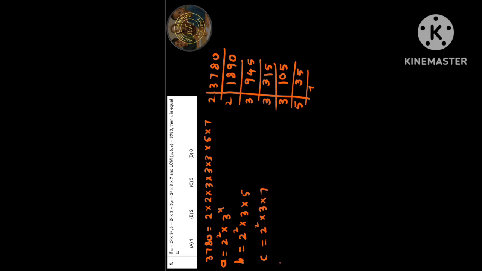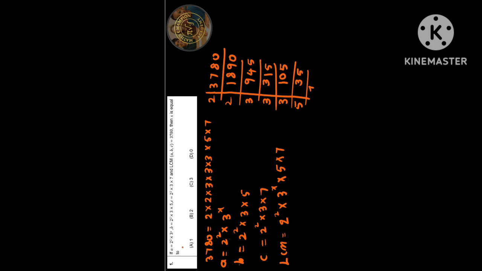So if we take the LCM of A, B, C, we have to take the common factors. Here 2 square is common, and we take the smallest power, 2 square. 3 is there in all of them, so we can take 3 power x. Here 5 is there and here 7 is there, so we have to take 5 and 7 also. So this LCM is equal to the prime factors of 3780.